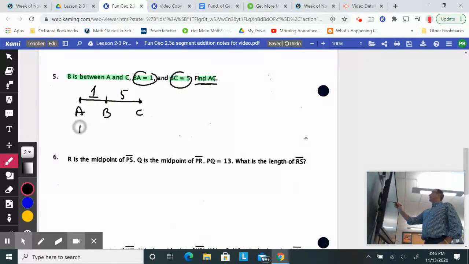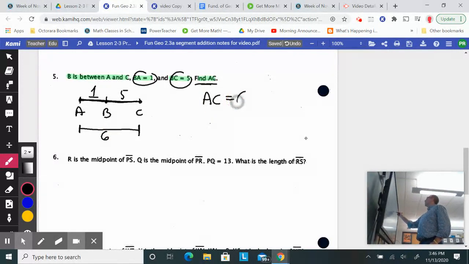Well, A to C is the distance from here all the way to here. And the segment addition postulate says you take this segment here, AB, and then BC, and you put those together, it gives you A all the way to C. So you're just adding 1 plus 5, which would be 6. So A to C would equal 6.